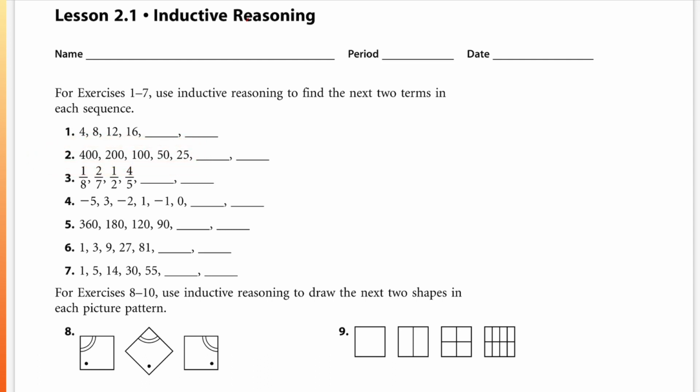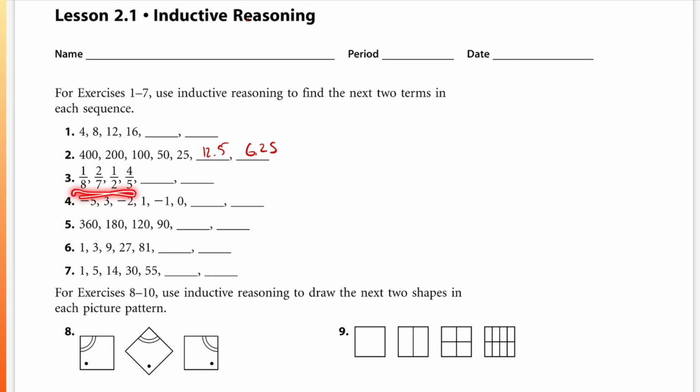So let's start off with this one here, number 2. Looks like they're dividing by 2 to get 200. Then they're dividing by 2 to get 100. Then you divide by 2, you get 50. Divide by 2, you get 25. So that pattern continues. If you divide by 2, you're going to get 12.5. And if you divide by 2 again, you're going to get 6.25, so on and so on.